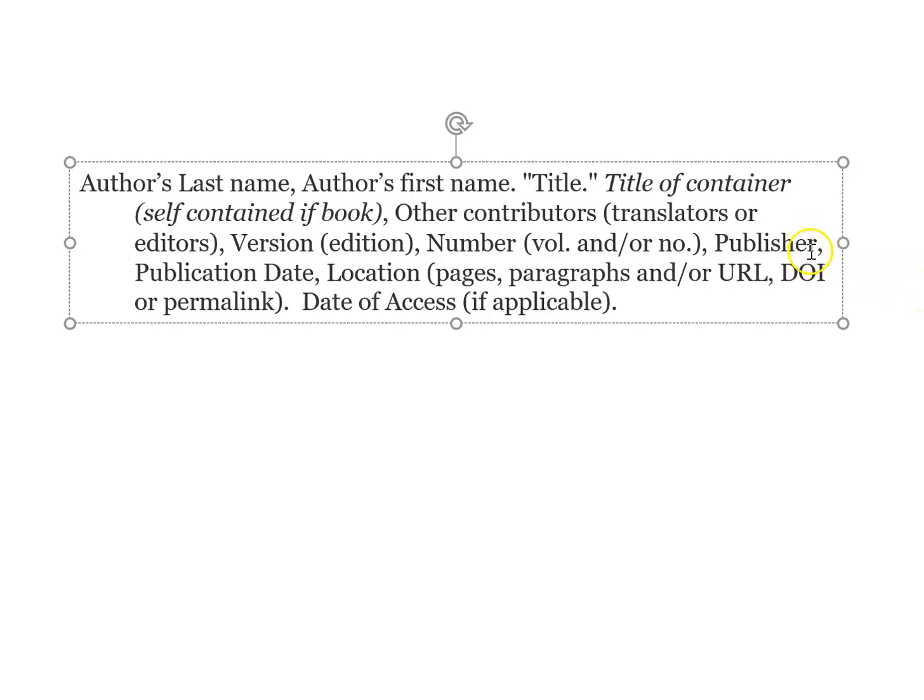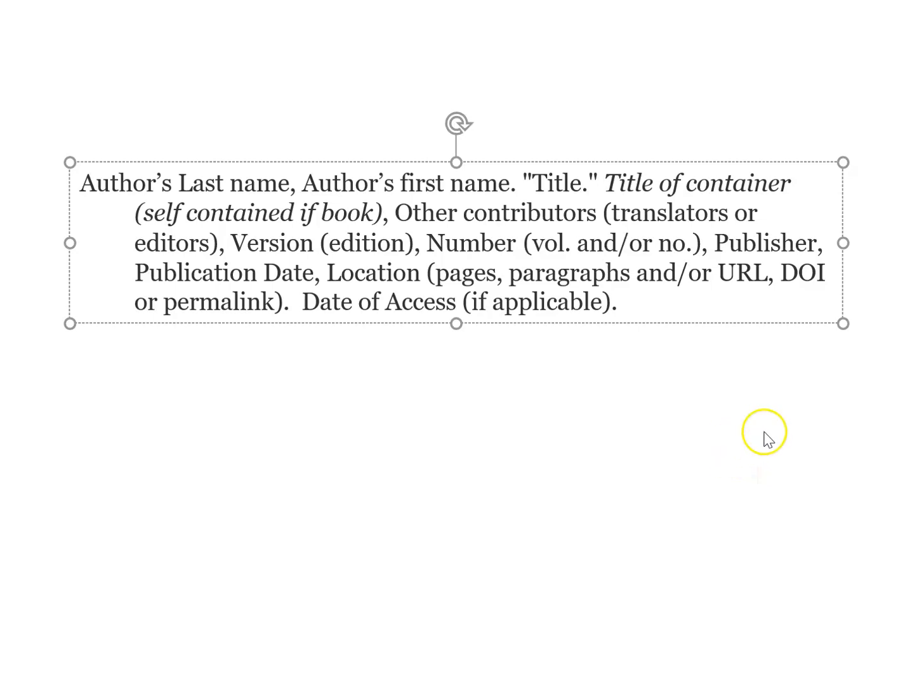obviously, this information is important, so if you have a hardcover book or like a hard copy, you include the publisher, you will include the publication date if it's available, and then the location. So this is the page numbers plus the URL or DOI to that article. Also, the date of access, so when you accessed that information.